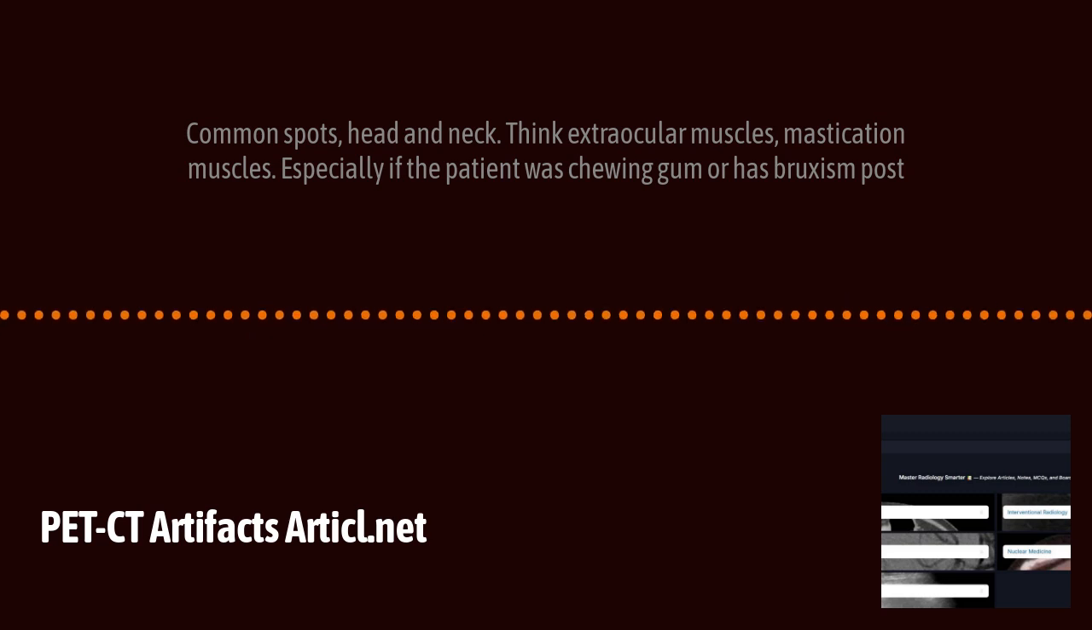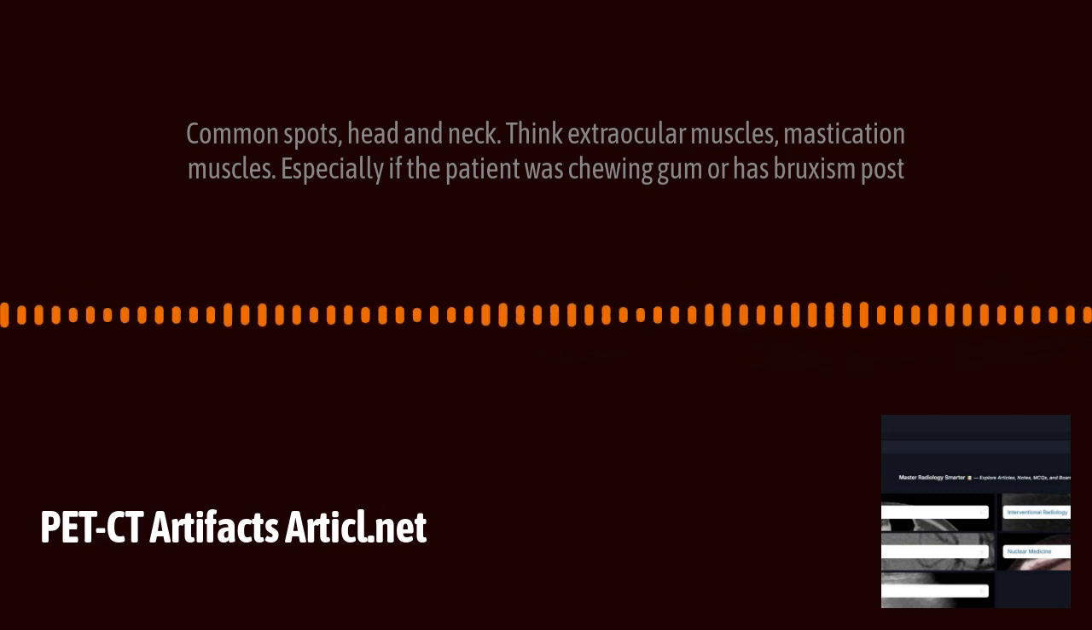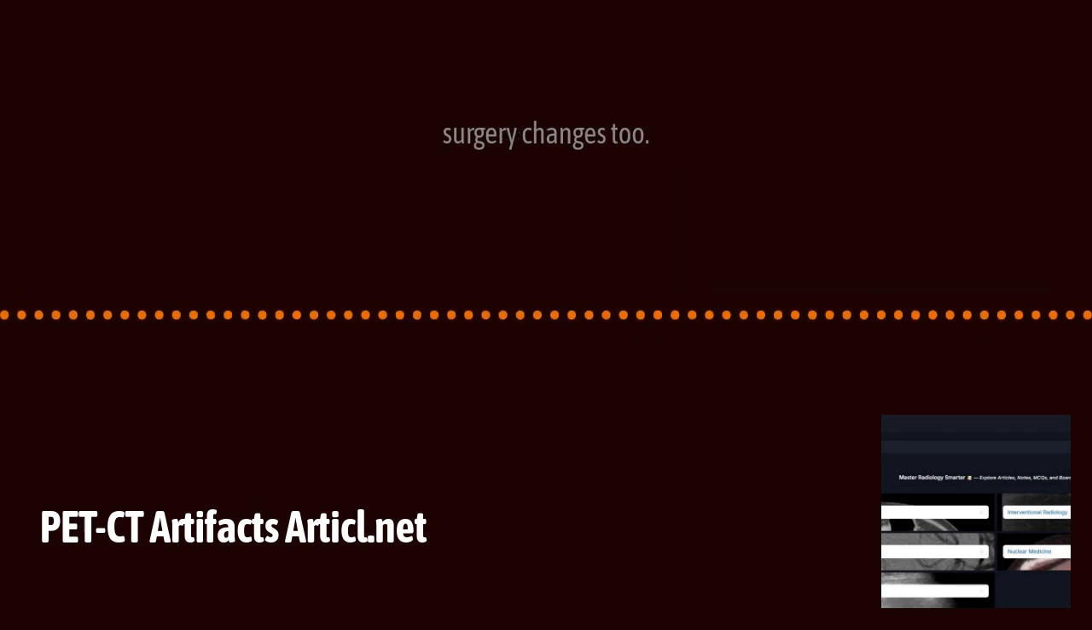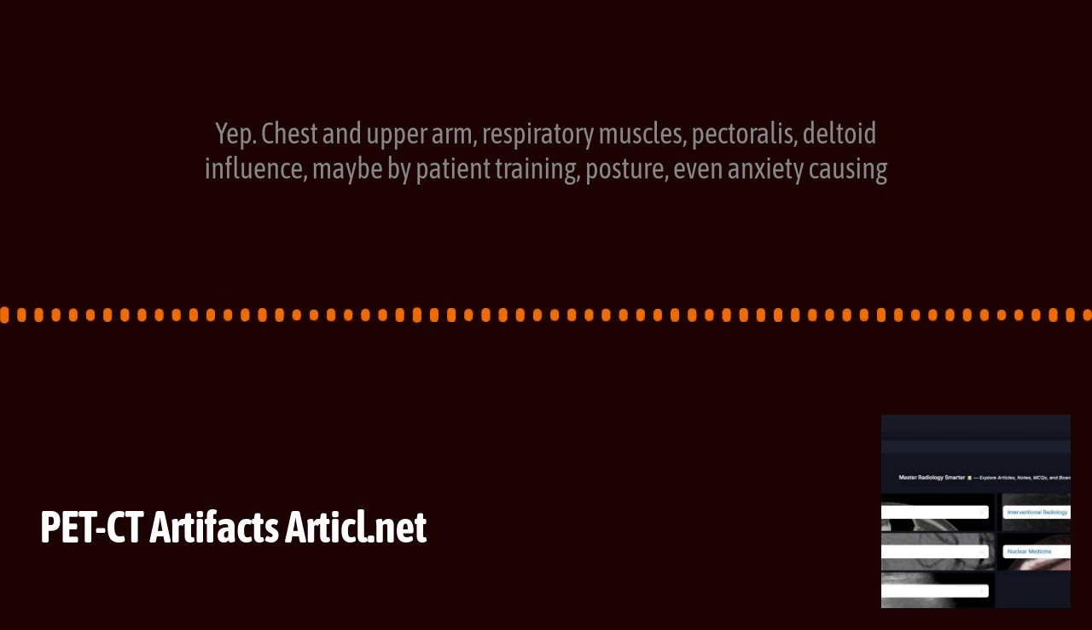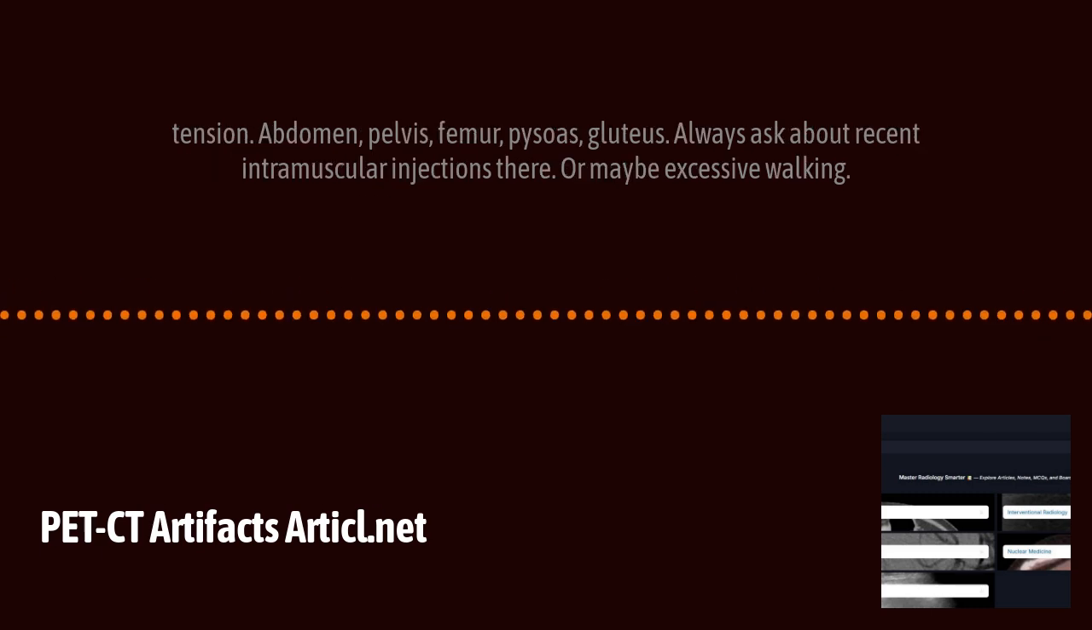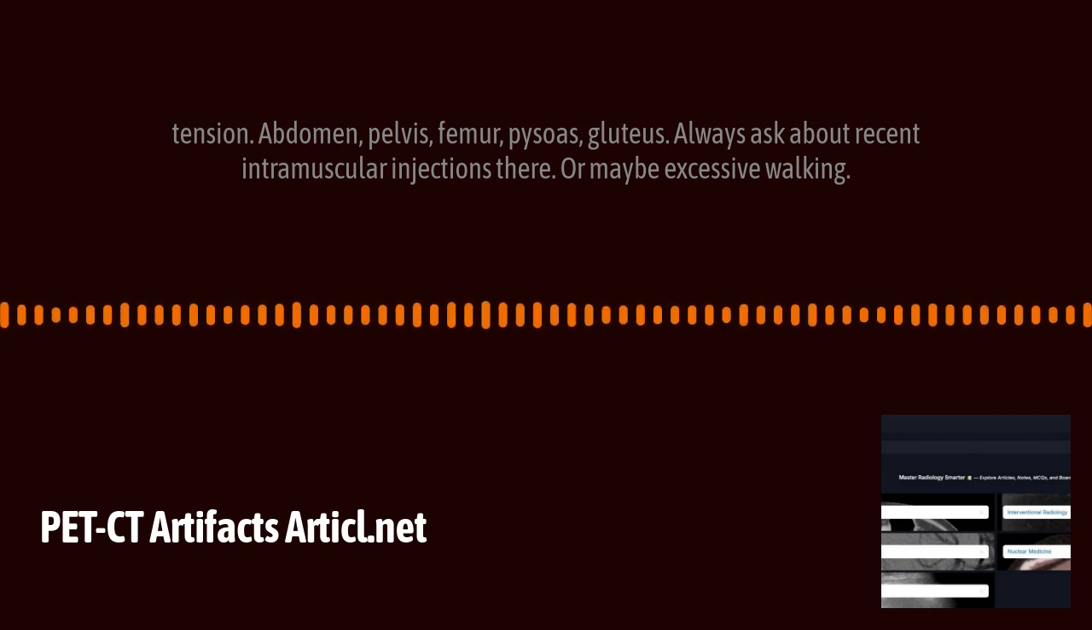Common spots. Head and neck, think extraocular muscles, mastication muscles, especially if the patient was chewing gum or has bruxism. Post-surgery changes too. Chewing gum. Yep. Chest and upper arm: respiratory muscles, pectoralis, deltoid, influenced maybe by patient training, posture, even anxiety-causing tension. Abdomen, pelvis, femur: psoas, gluteus. Always ask about recent intramuscular injections there, or maybe excessive walking.